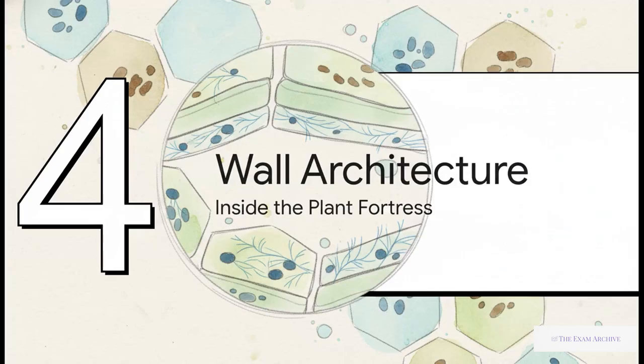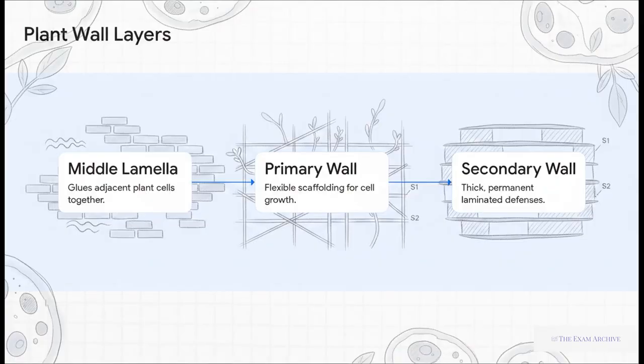Let's zoom into the plant kingdom, specifically now with Section 4, architecture of wall layers inside the plant fortress. You can really think of a plant cell wall like a high-tech construction project being built from the outside in. First, the cells lay down the foundation, right? So step 1 is the middle lamella. Once that's established, the growing cell builds step 2, the primary wall, located just inside that lamella.